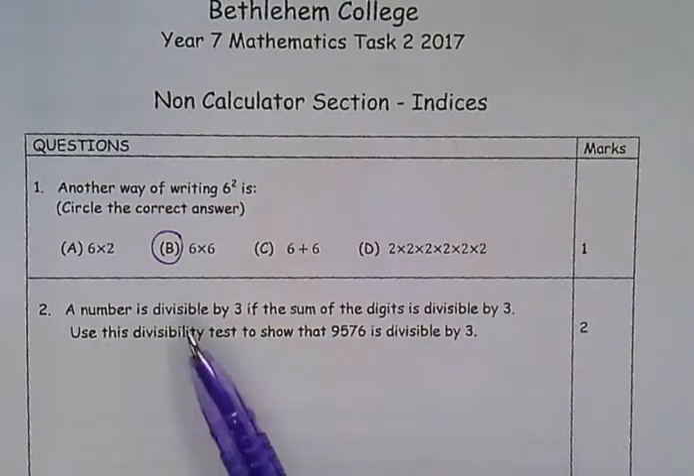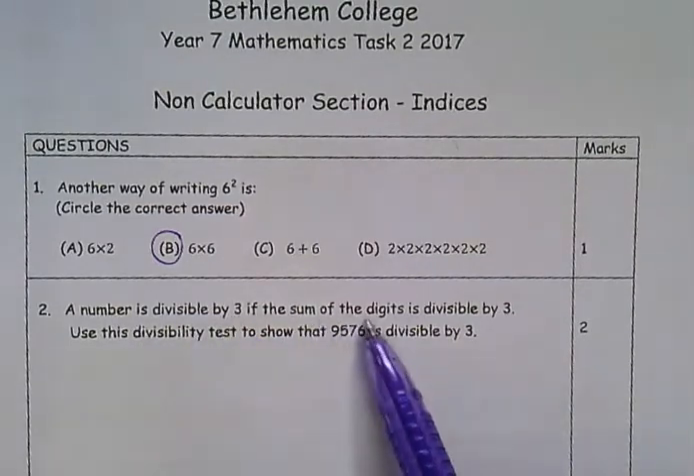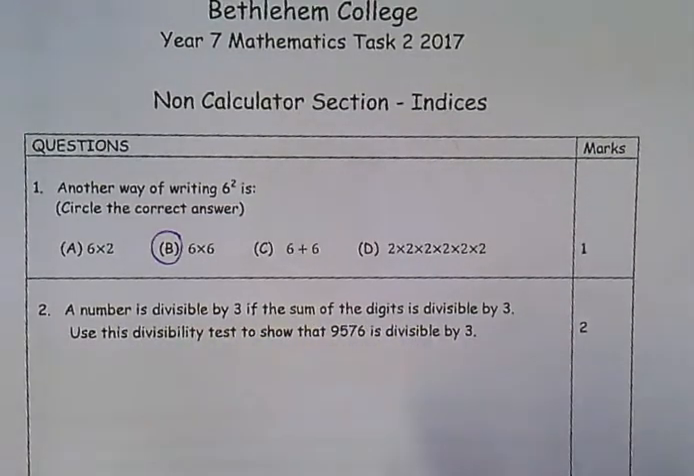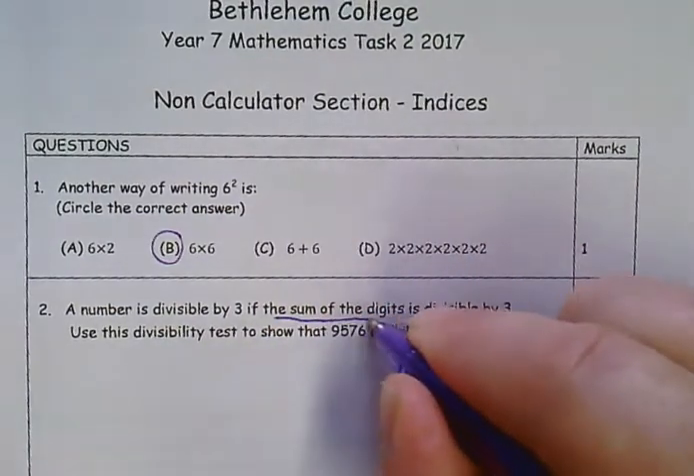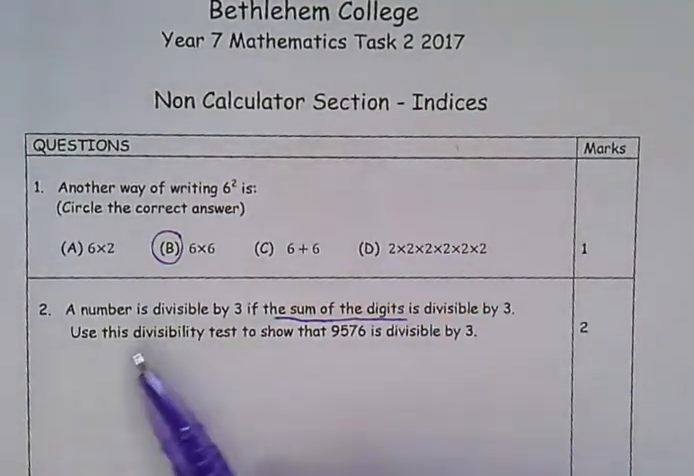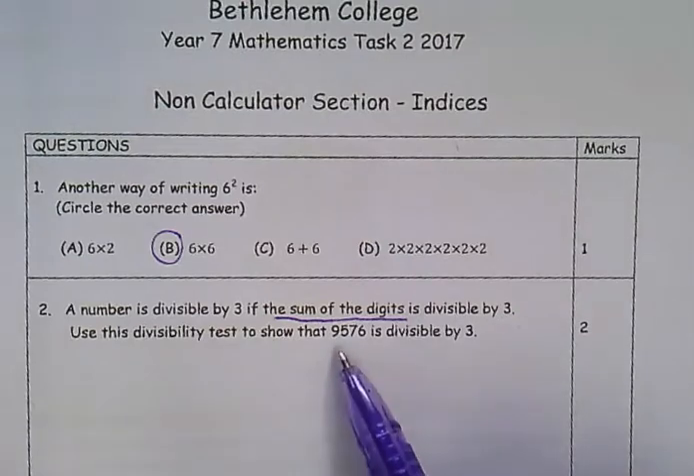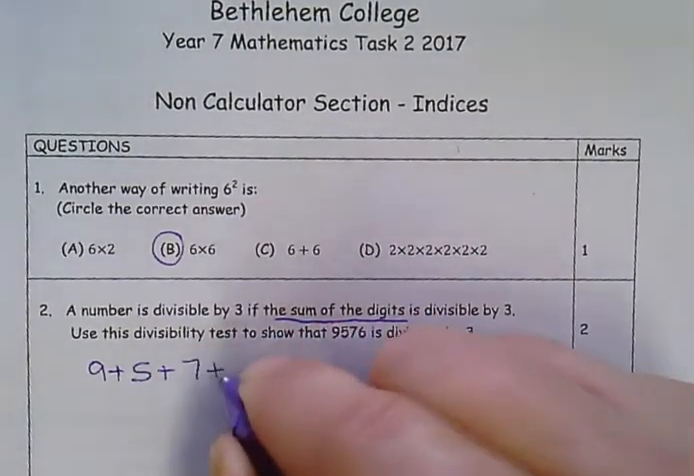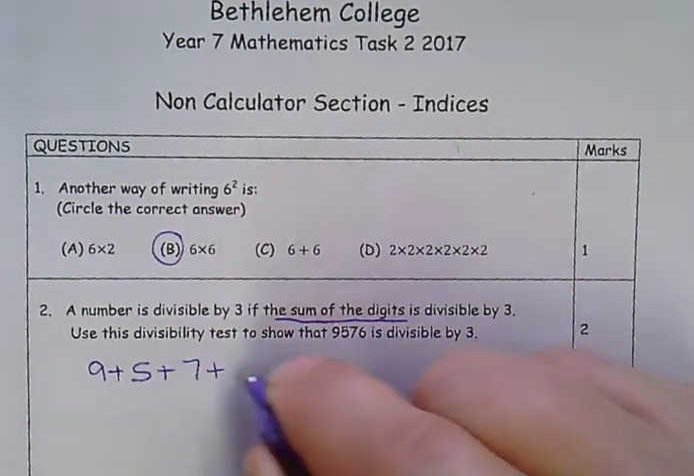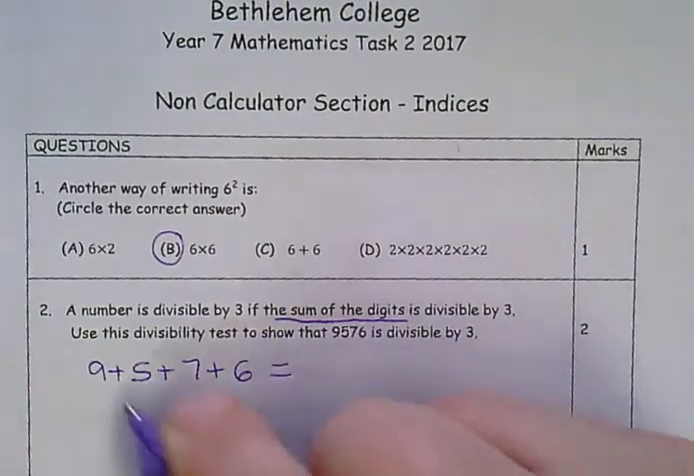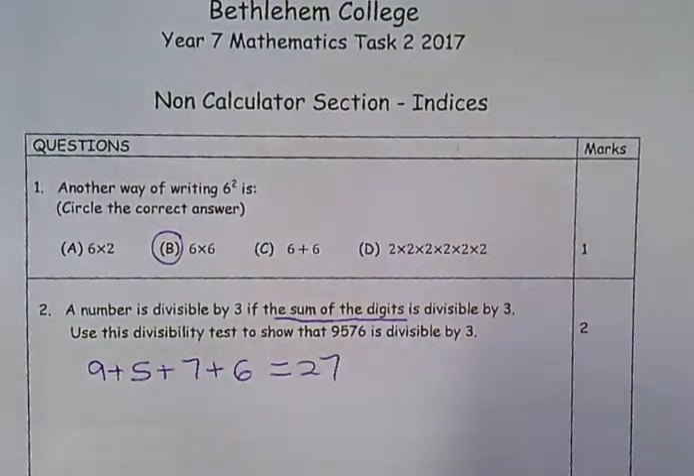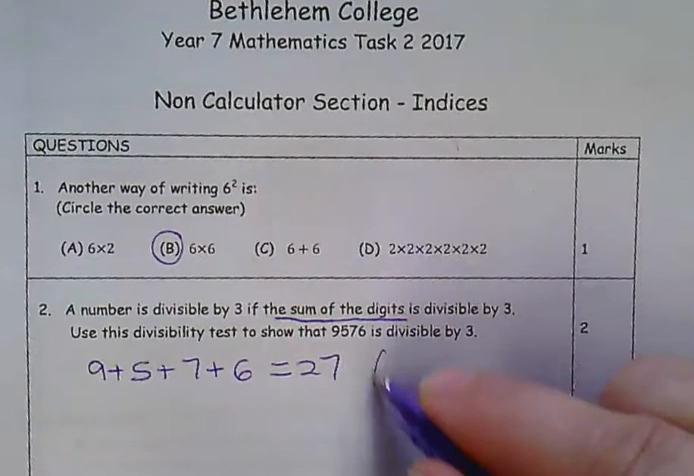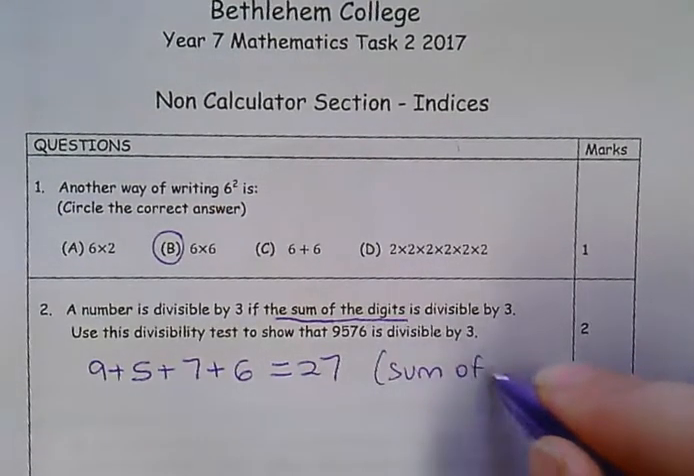Question 2, a number is divisible by 3 if the sum of the digits is divisible by 3. So we have to look at the sum of the digits. And it says use the divisibility test to show that 9,576 is divisible by 3. So let's do the sum of the digits. So 9 plus 5 plus 7 plus 6 is equal to 27. Now that's the sum of the digits.